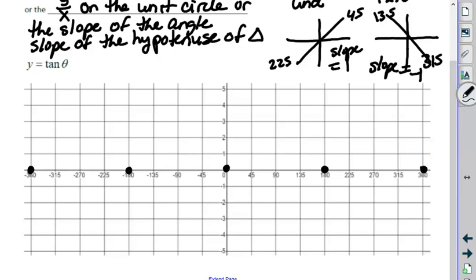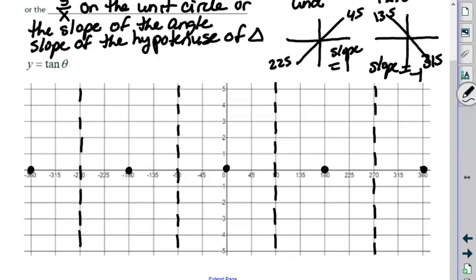Now, places where slope is undefined means there isn't anything there, so we have to put a barrier on our graph to say we can't have a y value here. So at 90 and at 270, we're going to have a vertical asymptote. Okay, so barriers here, at 90, 270, negative 90, and negative 270.